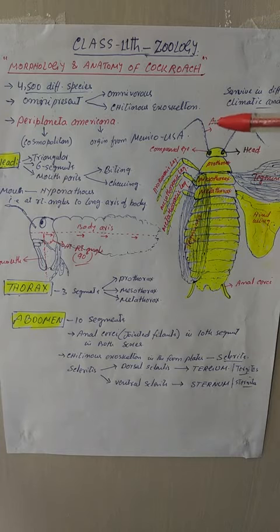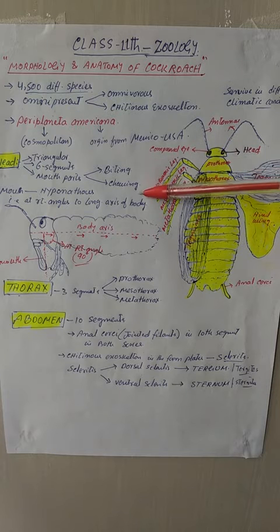So far the head of this animal is concerned, as you can see in this diagram, the head bears a pair of compound eyes and a pair of sensory antennae. The head is triangular in shape and it is composed of actually 6 segments. It bears a special type of mouth parts which are biting and chewing in nature.